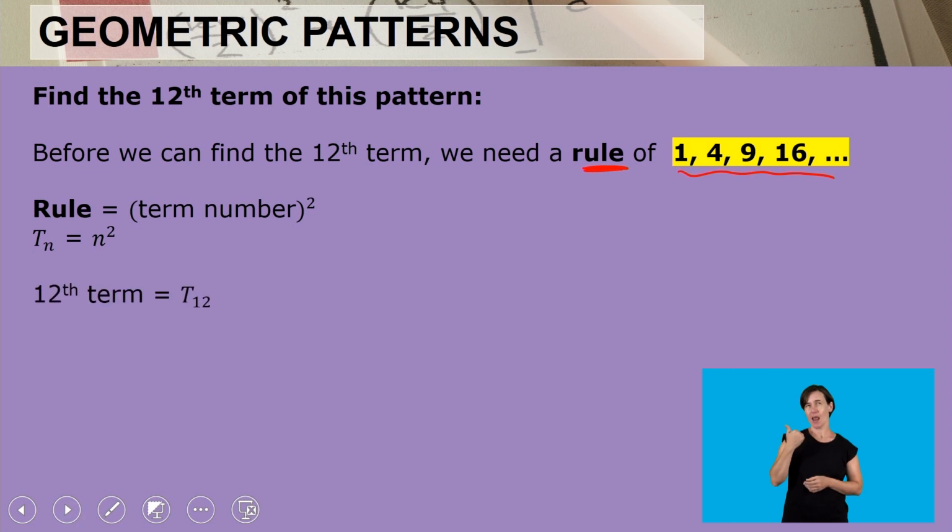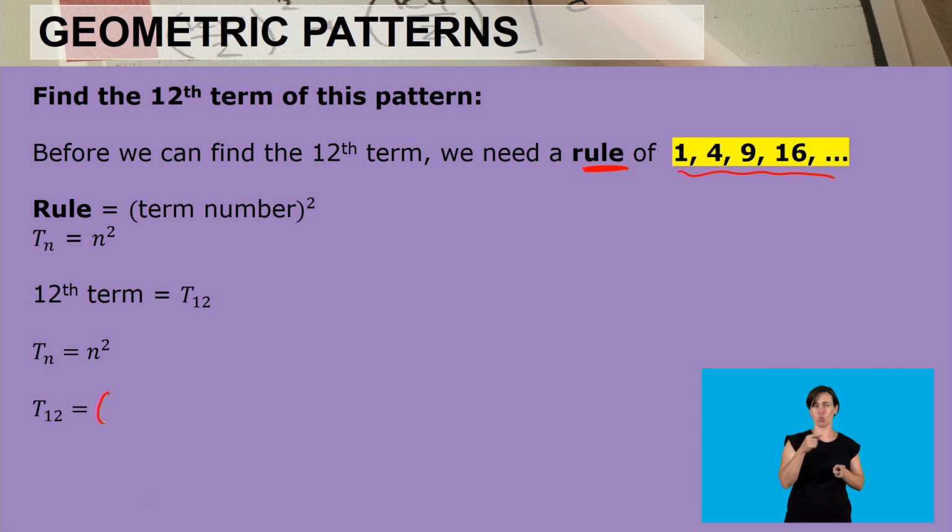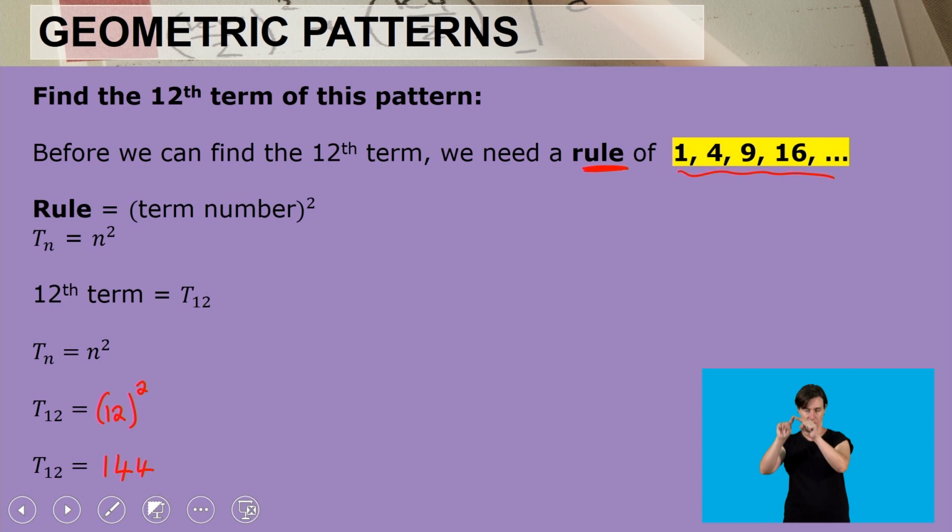So if we are looking for the 12th term, which is T12, that means we are going to take our rule and we are going to substitute. So what are we going to substitute? Well, in the place of n, we are going to place there a 12. And of course, what will our answer be from saying 12 squared? We know 12 squared is 12 times 12, which is going to give us 144. So in this pattern, the 12th figure is going to have 144 blocks.